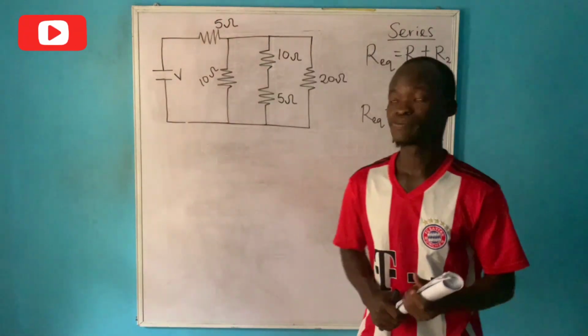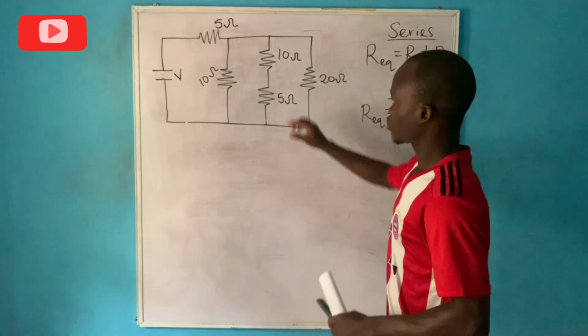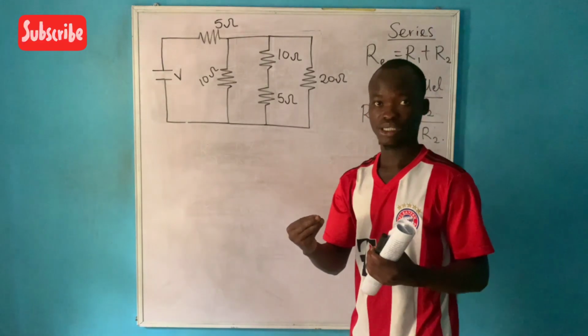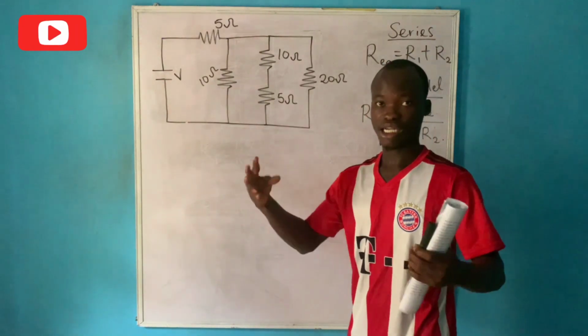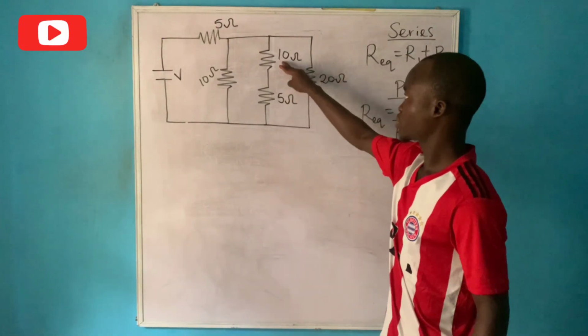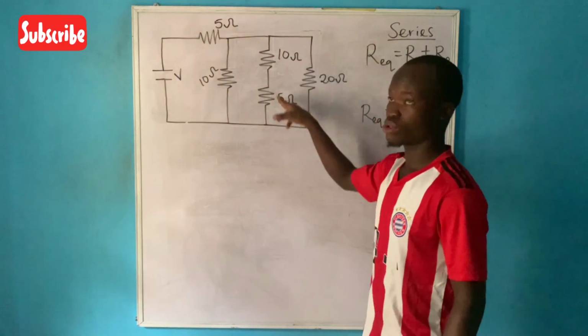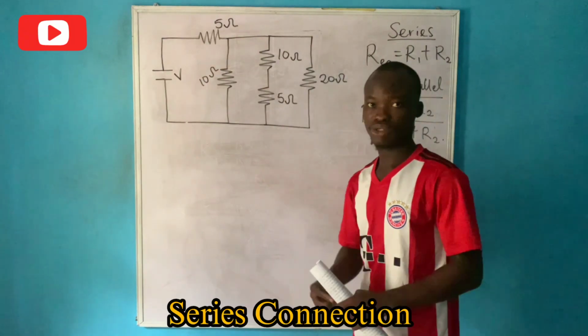So now let's start. I need to consider 2 resistors at a time. I need to check the connection between the 2 resistors. If it is series, if it is parallel, then I'll combine. Now let's consider these 2 resistors, 10 ohms and 5 ohms resistor. What is the connection between the 2 resistors? The connection is series connection.